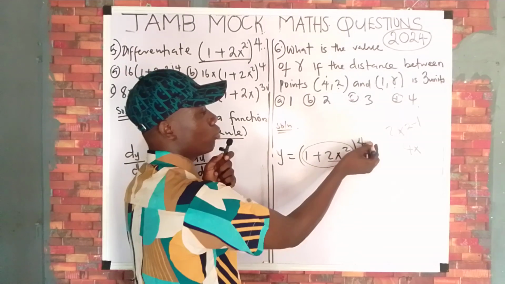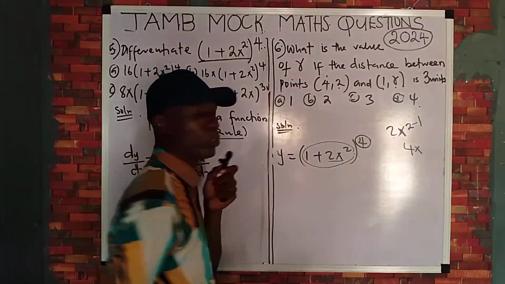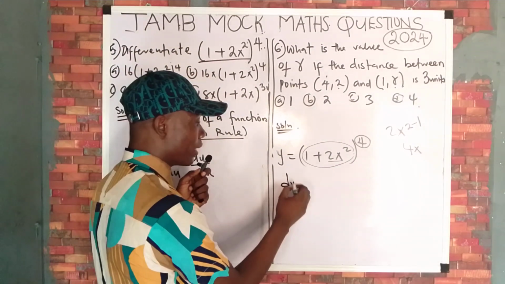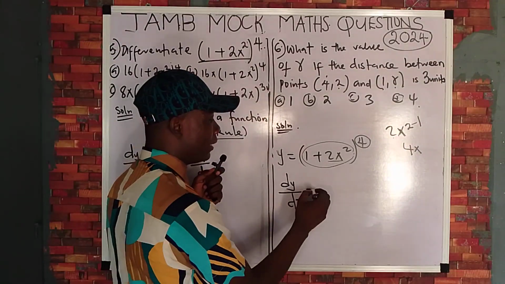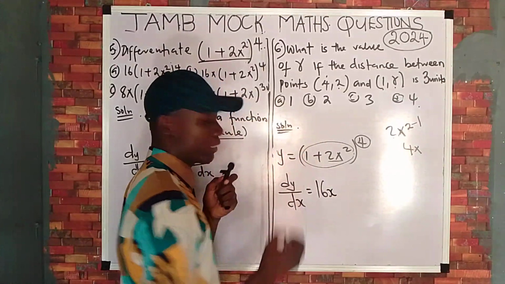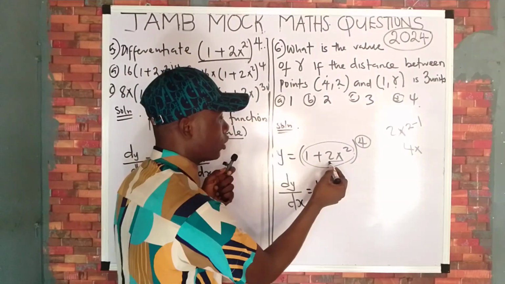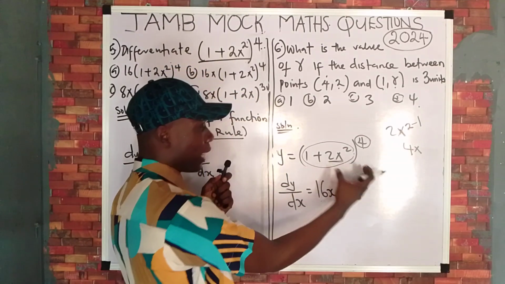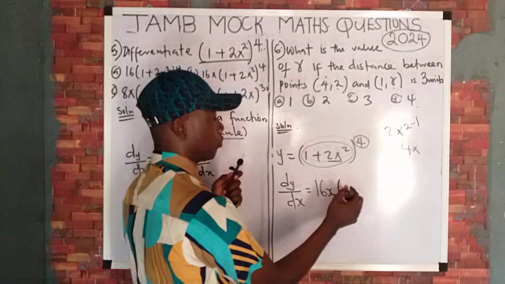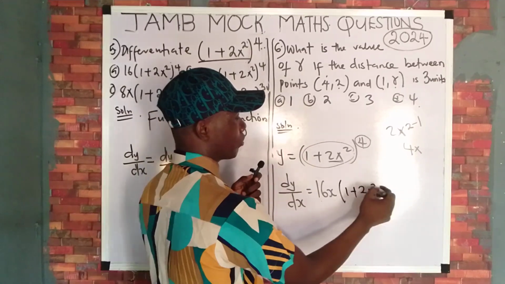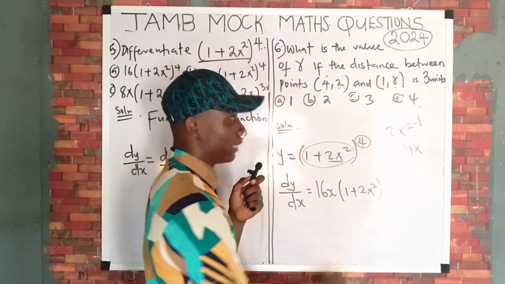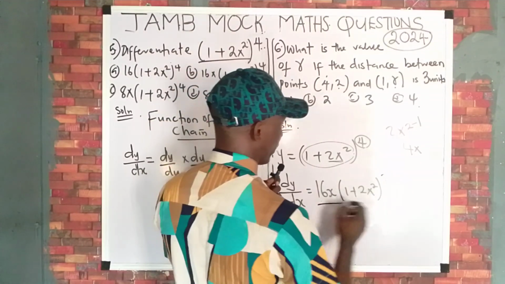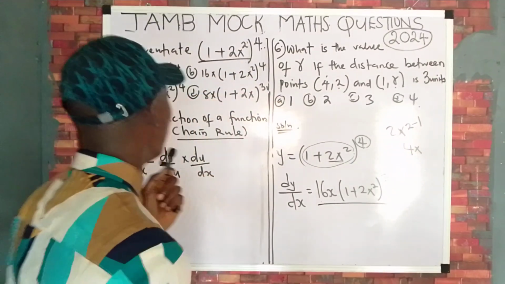After getting your 4x, you multiply by the power, you are going to get what? 16x. So dy over dx will give us 16x. I repeat myself again. Differentiate this, you have 4x. Multiply by 4, you have 16x. Then bring back the bracket, which is 1 plus 2x squared raised to the power of 4. What do you do next? It will shock you. Reduce the power of 4 by 1, and that will give us 3. This is the answer to the differential value.